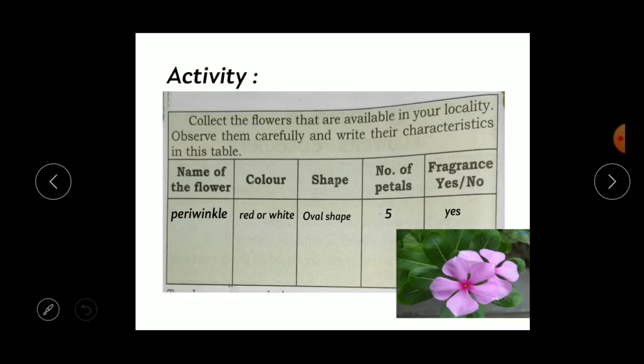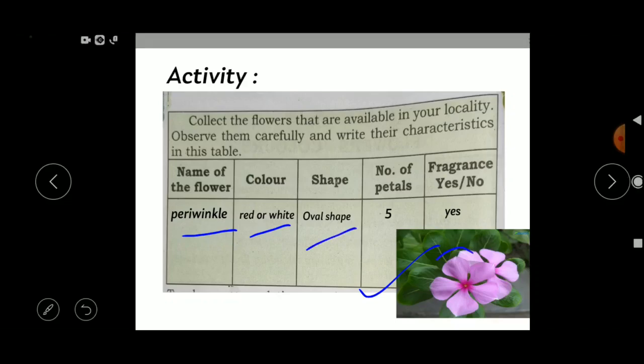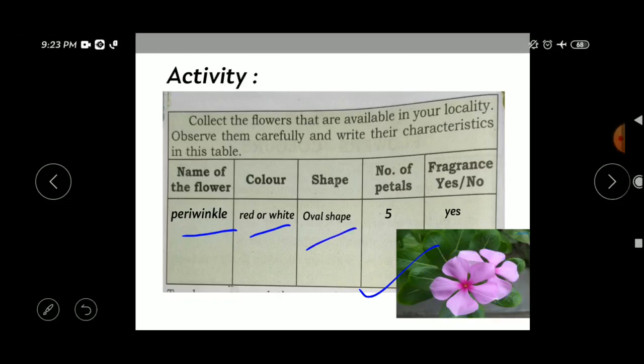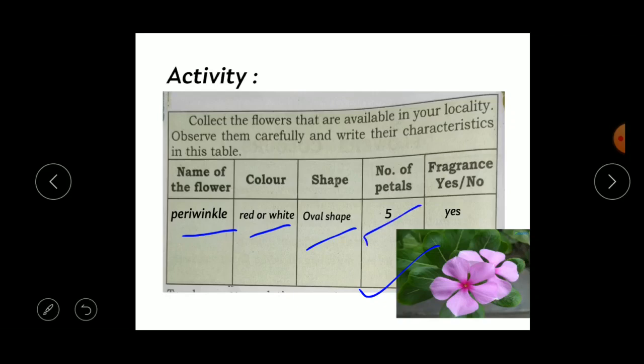The first one is periwinkle. This is called the periwinkle, which is very well known to you, right? Periwinkle we get in red or white or even in purple color. What is the shape of it? It's an oval shape. Here you can see the petal, it is an oval shape. Next is the number of petals. Here you can see 1, 2, 3, 4, 5. So the number of petals is 5.